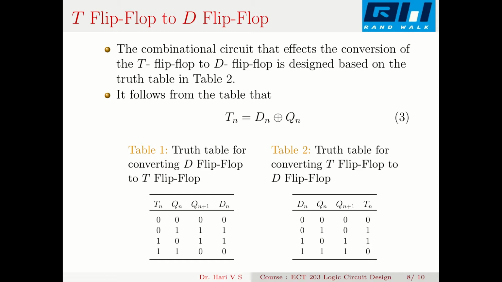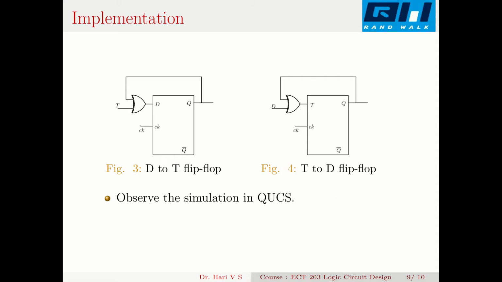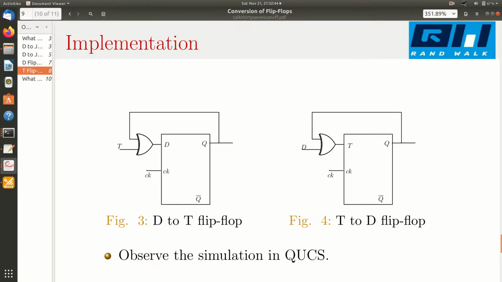So if I realize this equation 3 as a circuit, that will look like this circuit. This is my T flip-flop. Now I have to convert it to a D flip-flop. So here also I have the XOR circuit. So this T input is dn XOR qn. So this setup works like a T flip-flop, and this works like a D flip-flop. Now you can observe the simulation in QX this way.